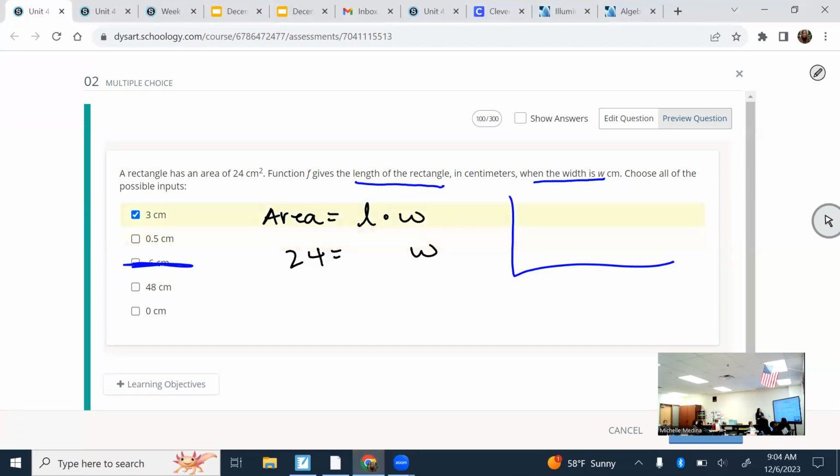Could I times 0.5 by something to get 24? Okay, well, it's like 0.5 times 48 maybe? Let me double check that. 0.5 times 48 does give me an area of 24, so I would pick that one. 48. Could I times 48 by something to get 24?